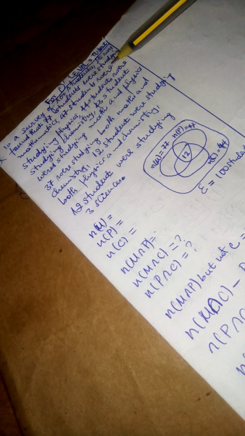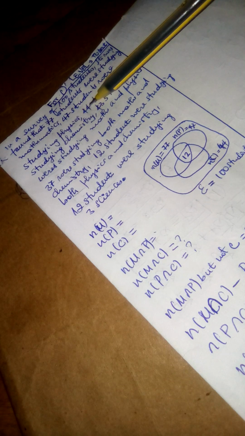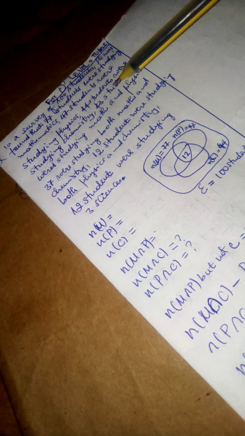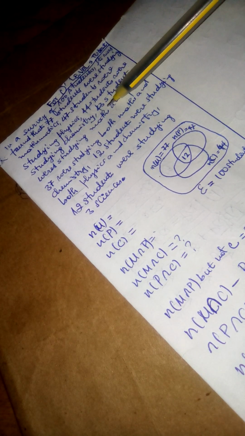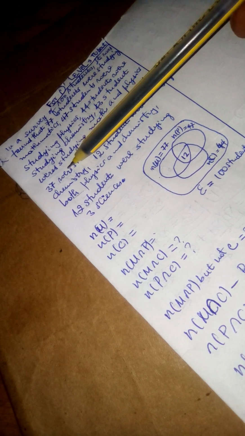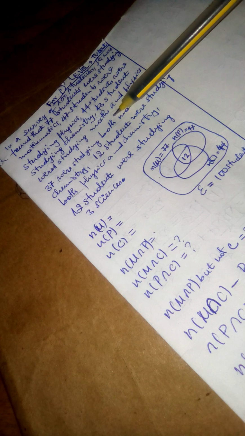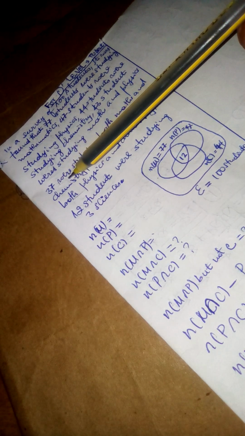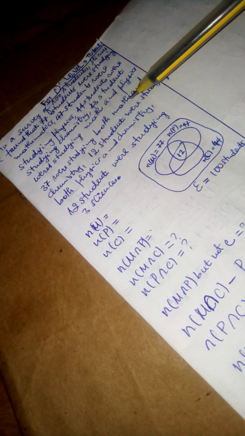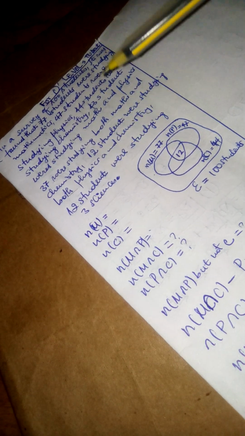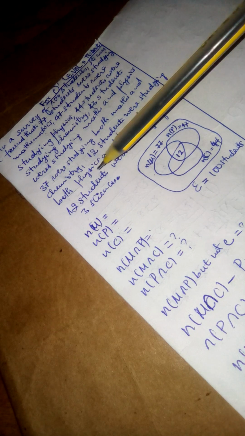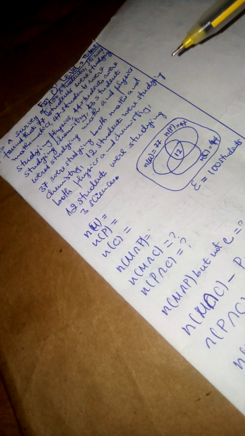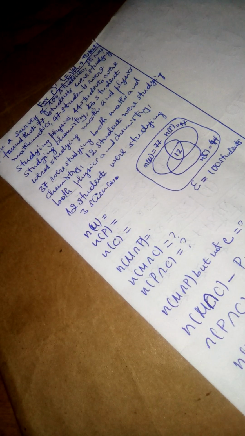77 students were studying mathematics, 47 students were studying physics, 44 students were studying chemistry, 43 students were studying mathematics and physics. 37 students were studying both mathematics and chemistry. 12 students were studying both physics and chemistry. 12 students were studying all 3 sciences.